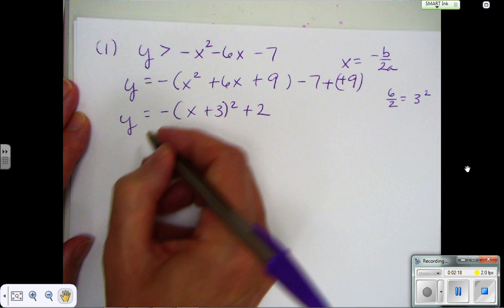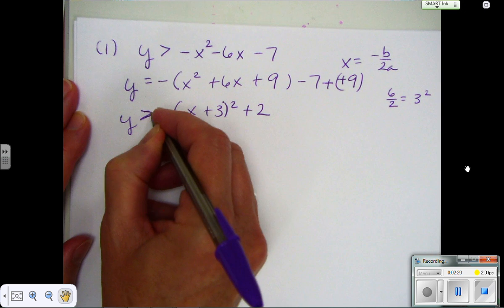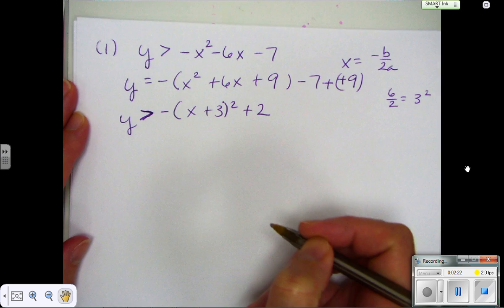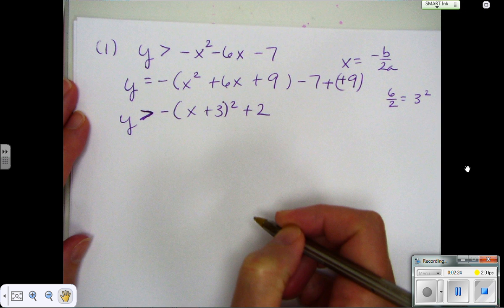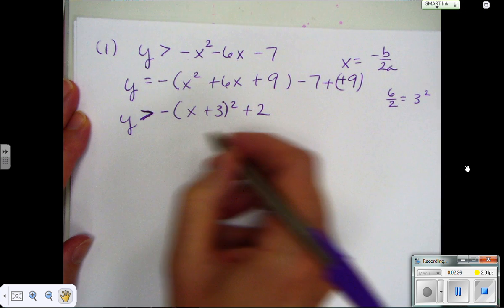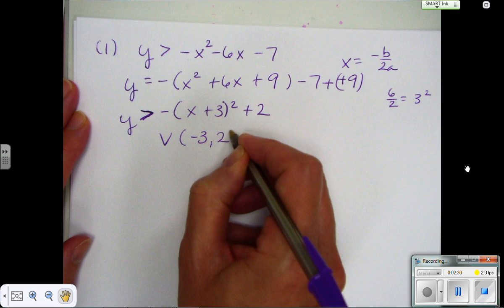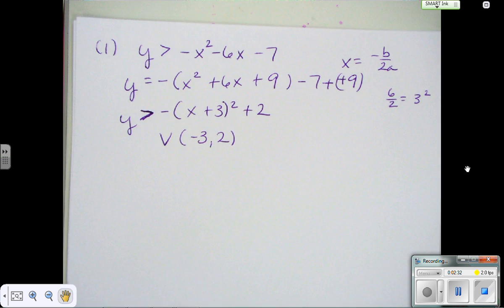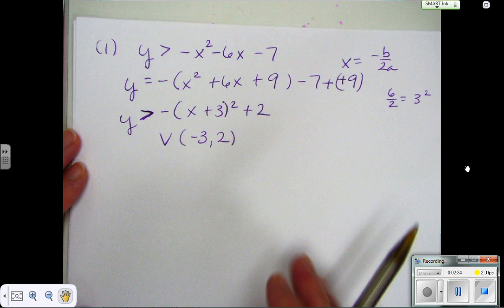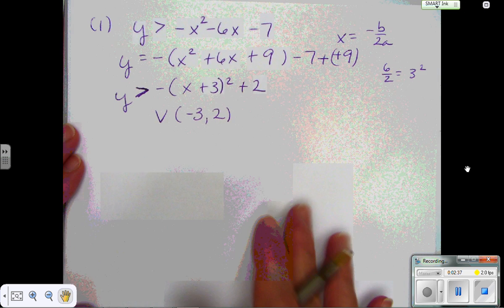So my vertex, and I'm going to go ahead and write it as inequality. The sign did not flip because I didn't multiply or divide by a negative, so it's all good. Okay, my vertex is going to be at negative 3, positive 2. The negative out front means it's going to open down. So let's graph this.